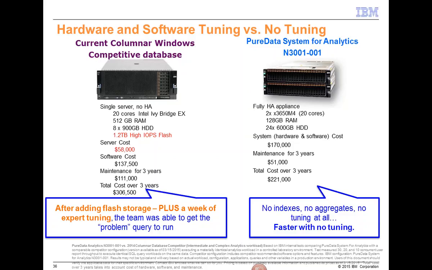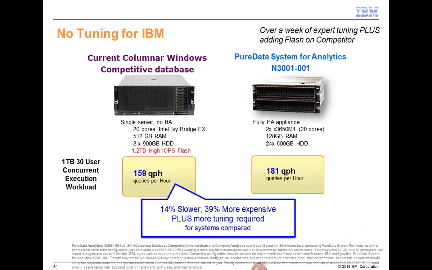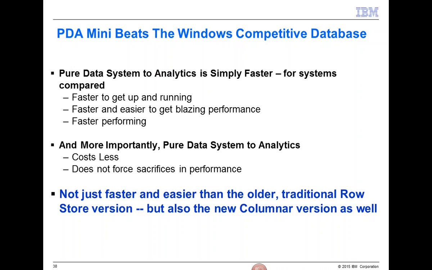And if you go to the next slide, you can see that while it did run, it was still slower, and it increased the cost because we had to add the flash drive to make it run faster, to make it run at all. So if you go to the final slide, or slide 38, the PDA just beats SQL Server. It's faster to get up and running. It's easier to maintain. It's faster with Cognos, and more importantly, it costs less. And there's no sacrifices in performance. So it's just easier to run. It beats the older traditional row-oriented database, but it also beats the columnar version that's the new one out.